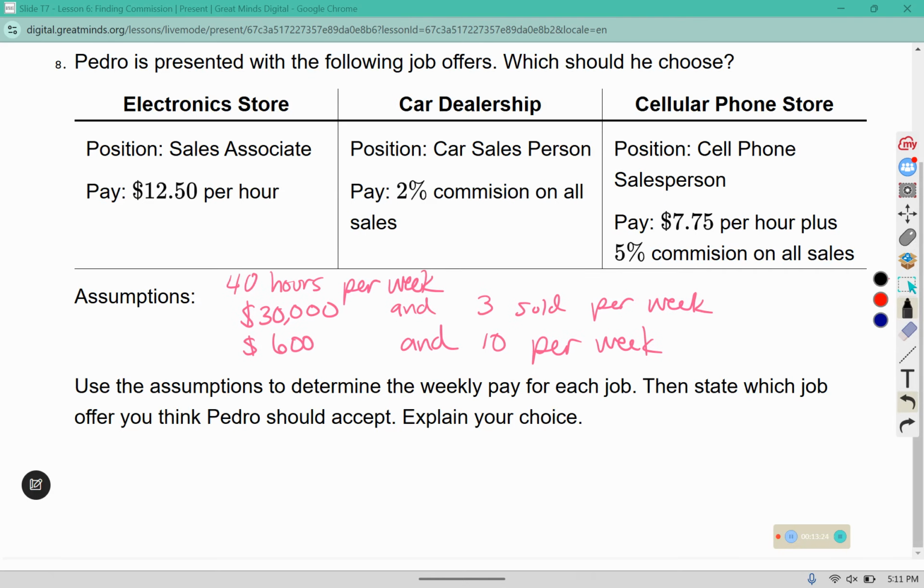For the electronics, it's just an hourly rate. So he's going to get $12.50 per hour, and he's going to work 40 hours per week. So we will multiply $12.50 by 40 to tell us how much he's going to earn per week. And that is $500.